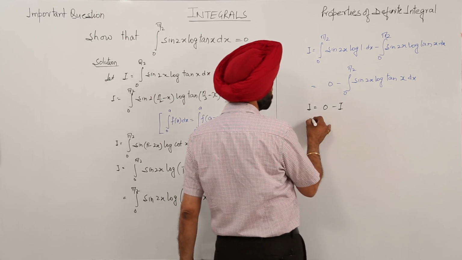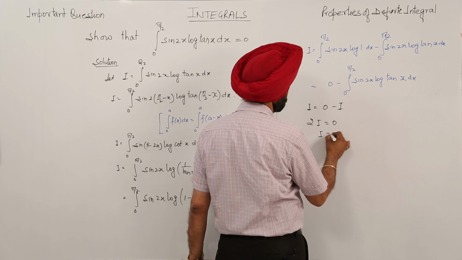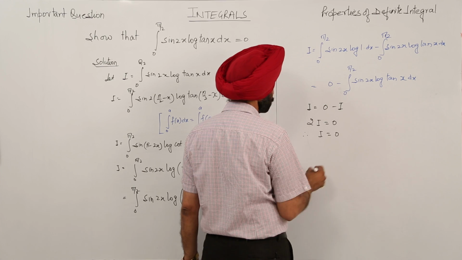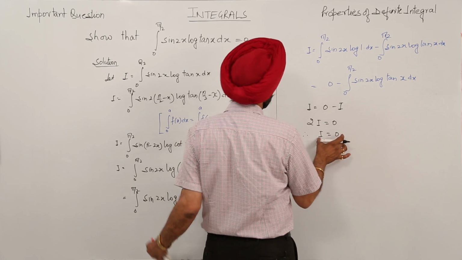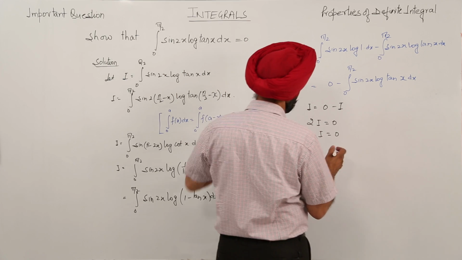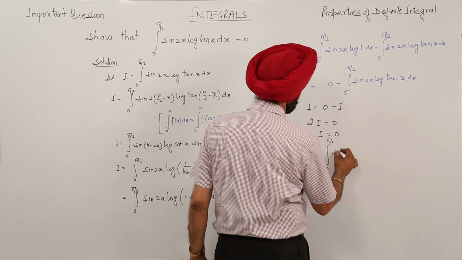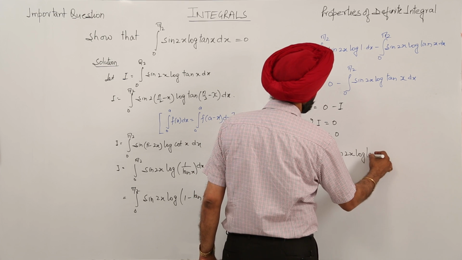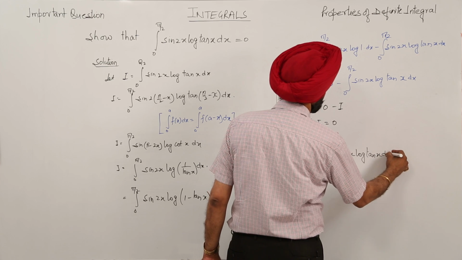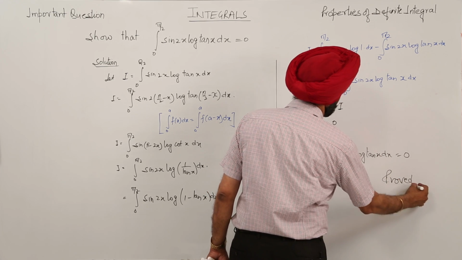Now this becomes, therefore, hence, this part is 0, so we have proved that this part is equal to 0. Hence the integral from 0 to pi by 2 of sin 2x log tan x dx is equal to 0. Proved.